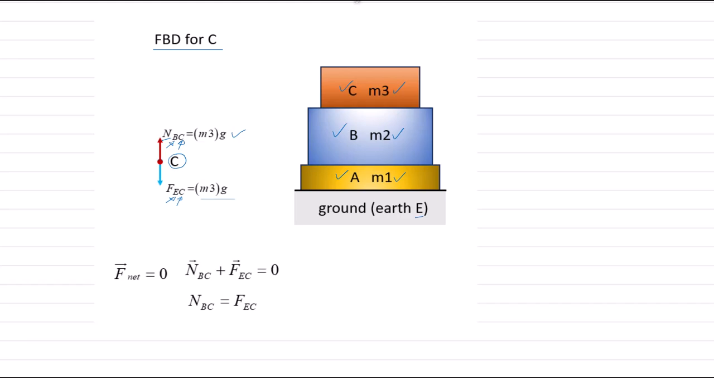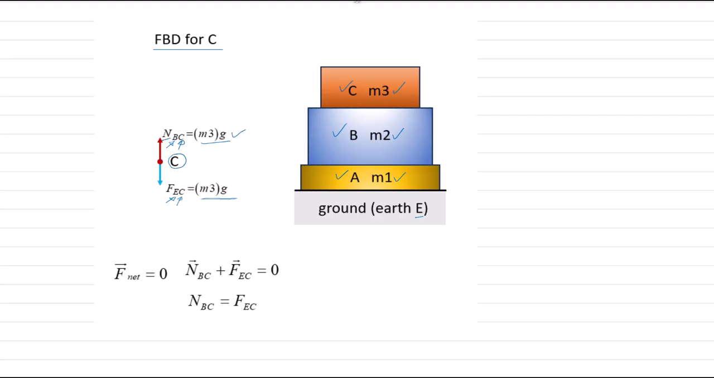To summarize, in simple terms, the weight of the object acting vertically down will be balanced by the normal force by the object B on object C acting vertically up. So the magnitude will be the same, m3g, and the direction will be opposite of each other. So that's how the object C is in equilibrium.